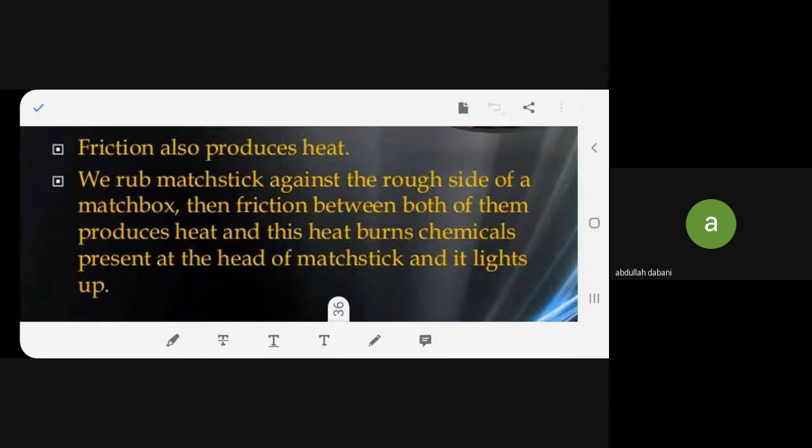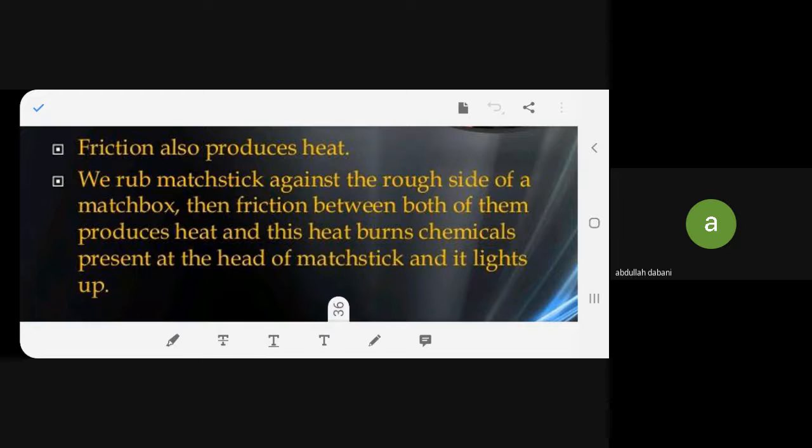Okay. Now we have come to know that friction also produces heat, and this property is being used to light a matchstick. When you rub the matchstick on the rough side of the matchbox, there is friction between both of them which liberates heat, and this heat is burning the chemical.